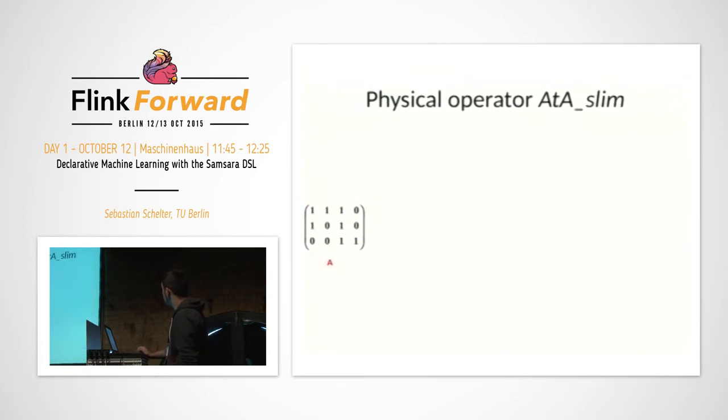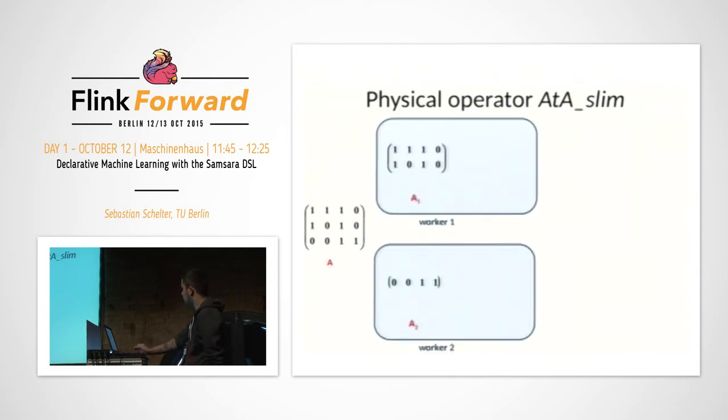So that was A transpose A. This operator A transpose A slim works in a similar way with some optimizations. So again, we have this matrix A, which is partitioned over 2 machines. Worker 1 has the first 2 rows, worker 2 has the second 2 rows. And now we assume that we can keep the intermediate results, or matrix of size columns times columns of A, in memory. That is some assumption, so the system will believe you. If it doesn't work, it will crash.